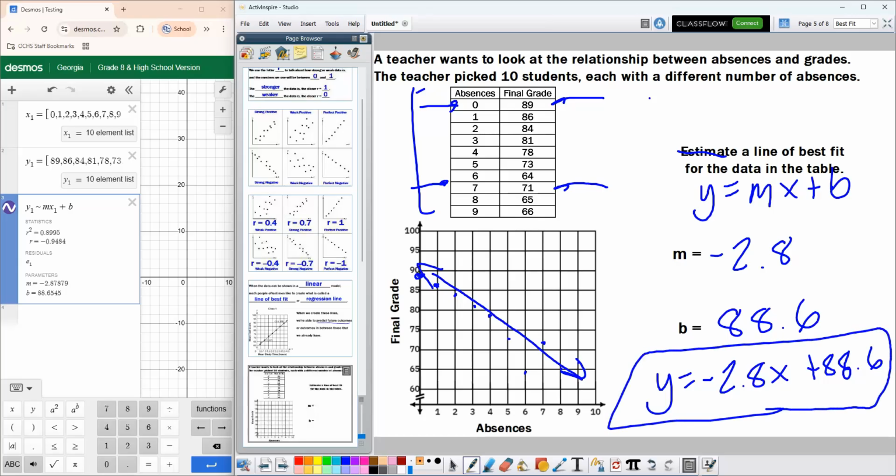Okay? And we could estimate different points because of that. We could say, what do you expect someone with 20 absences to have on the test or in the class? So if that was the case, I'd take 20 absences and just plug that in right there. And that would help me estimate, based on this line of best fit, what the kid's probably going to have. Now, they could be some sort of outlier somewhere, but it would give us an estimate as to what they would be.